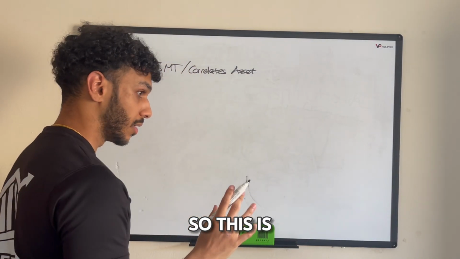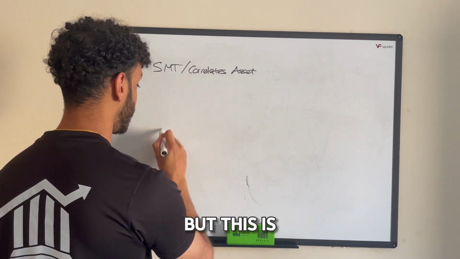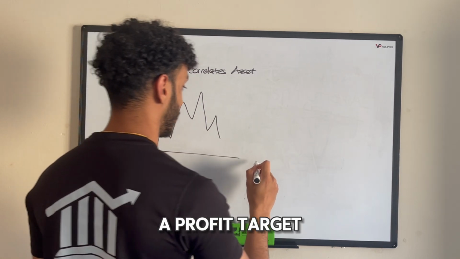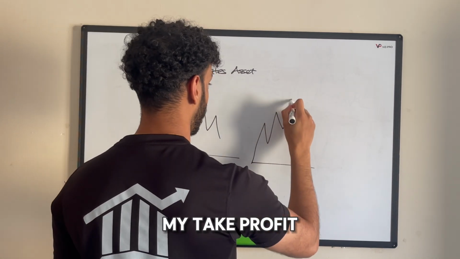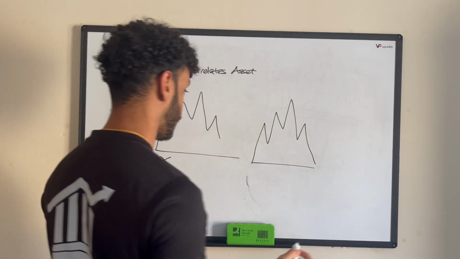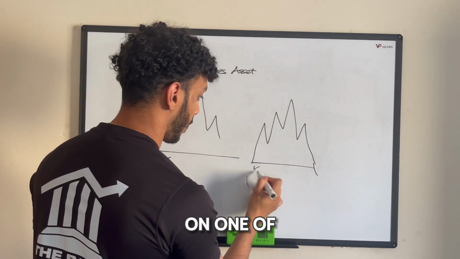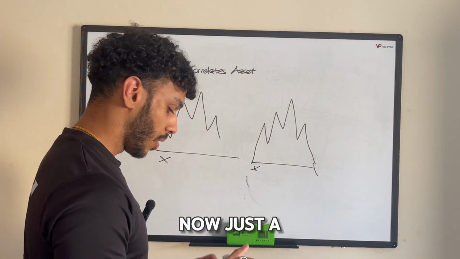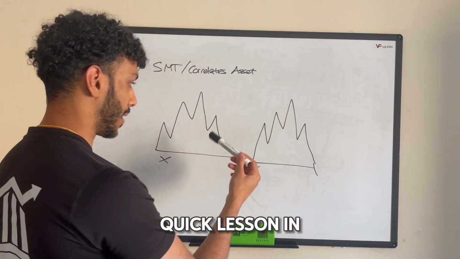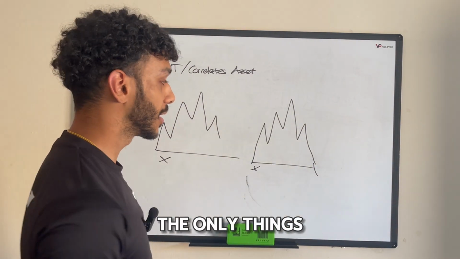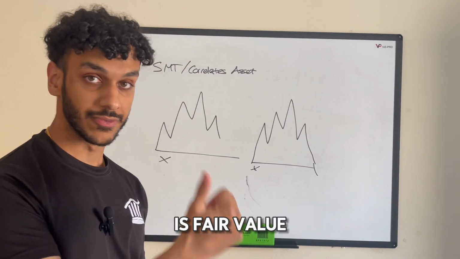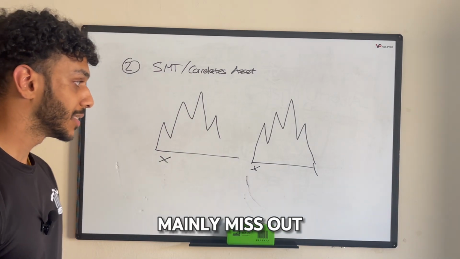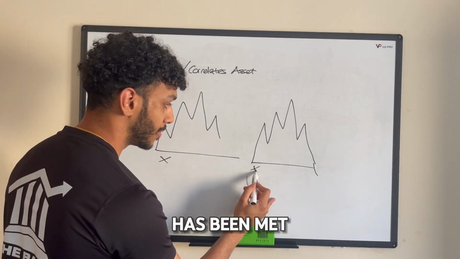Okay, so this is heavily overlooked, but this is literally one of my must-haves in terms of a profit target, and sort of my take profit protocol. So as you can see, on one of these assets, we've gone ahead and reached for liquidity. Now, just a quick lesson in this: when we're in that sell program, the only things that are going to turn price around are fair value or liquidity.